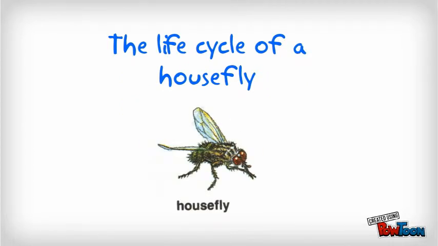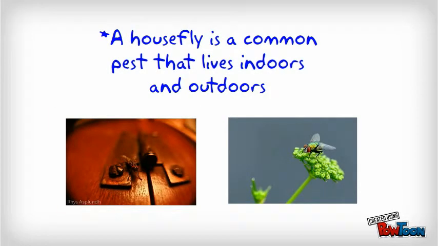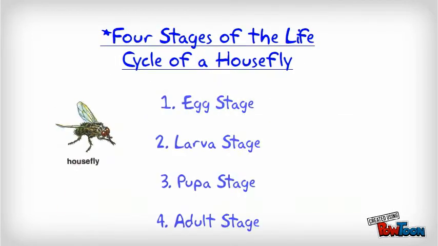Today we'll be discussing the life cycle of a housefly. The housefly is a common pest that can live indoors as well as outdoors. It goes through a complete metamorphosis, or life cycle, which has 4 stages. In this presentation, we will go through each stage of the life cycle of a housefly so that you may become knowledgeable of how a fly becomes a fly.